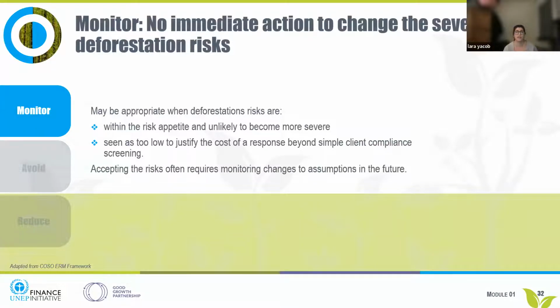It's something where we say, within the risk appetite that you have currently, the risk is unlikely to become more severe, and you're not really exposed to too many risks already. And what you're doing is simply monitoring the performance over time, because doing any more is just going to be too cumbersome, and you can't justify the great costs associated with the existing client compliance screening.